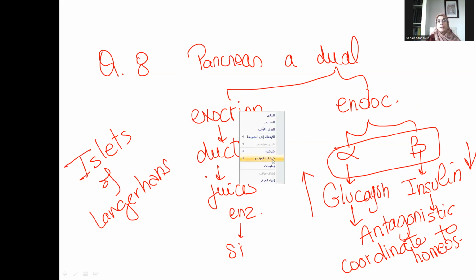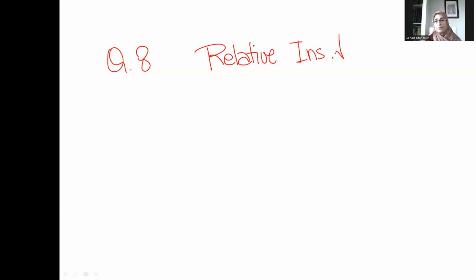And then question 8 can ask you about the insulin deficiency. I'm not sure whether it is 8 or 9, actually. Types of relative insulin deficiency. First of all, what is relative insulin deficiency?